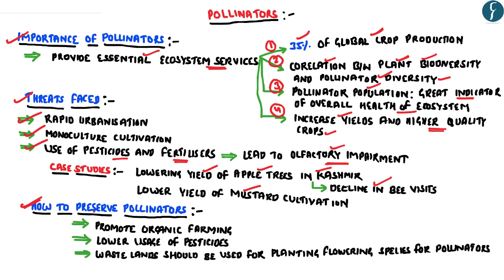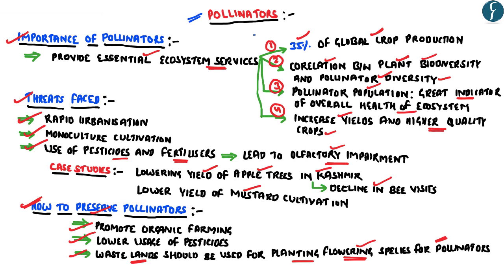preserved. Now, some of the steps which can be taken to preserve the pollinators include promotion of organic farming, reducing the usage of pesticides and fertilizers, and finally, the waste or the fallow lands should be used for planting the flowering species, which would in turn give a boost to the pollinator population. Now, these are some of the aspects which one should know with respect to the pollinators.